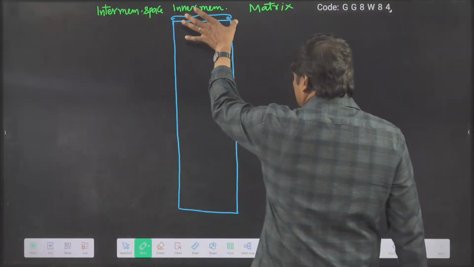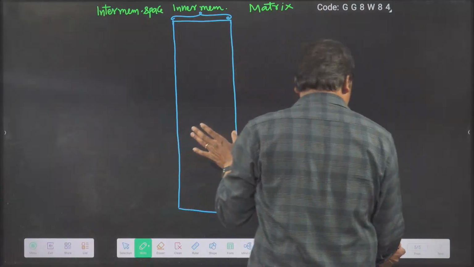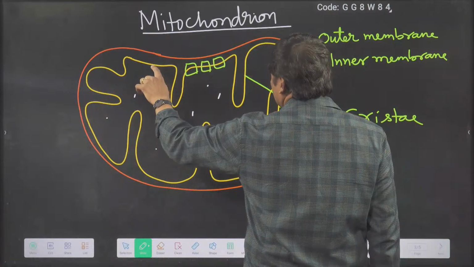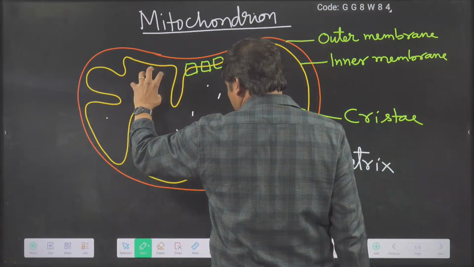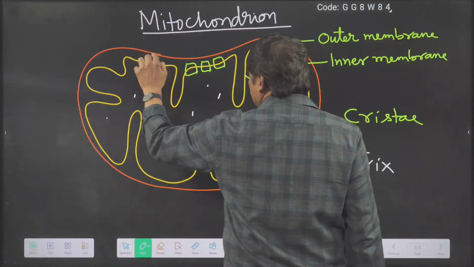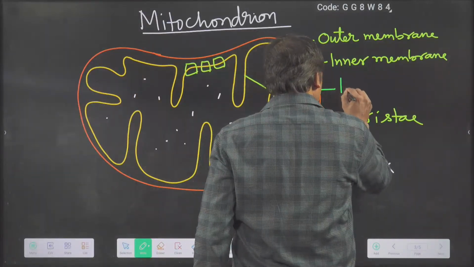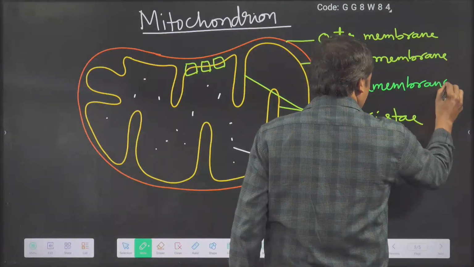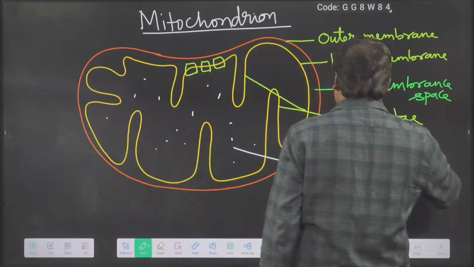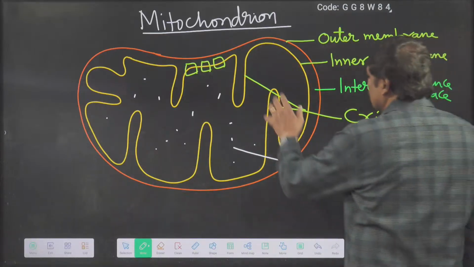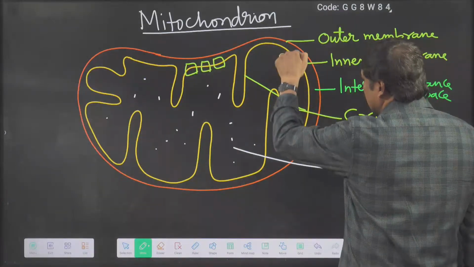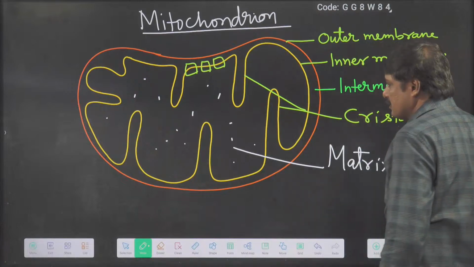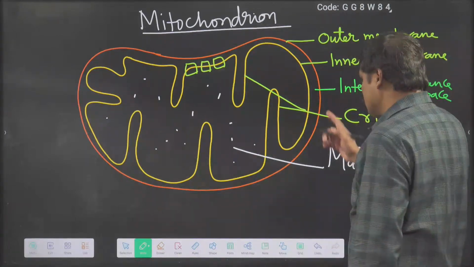This is the inner membrane. So try to recollect. See, this is the inner membrane. Inner to the inner membrane, matrix. Outer to the inner membrane, intermembrane space. See, this is the intermembrane space, also called perimitochondrial space. Okay, I hope you understand.